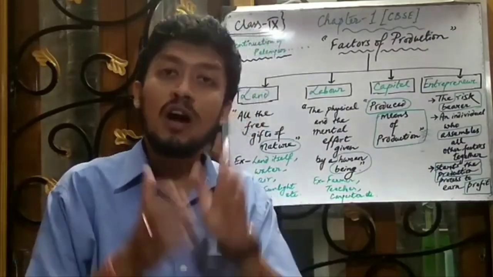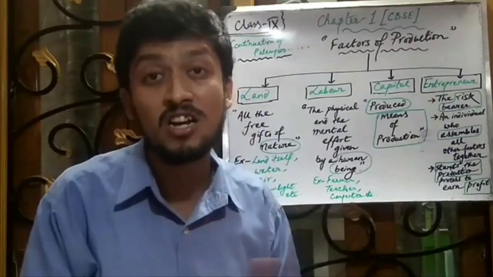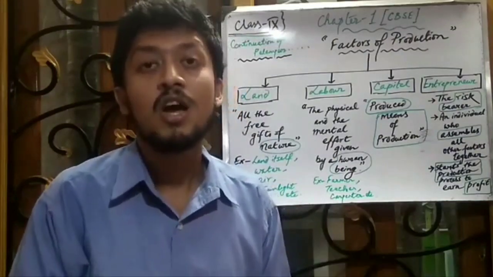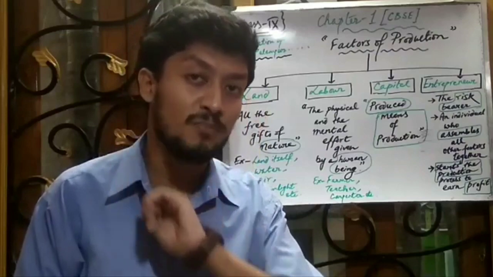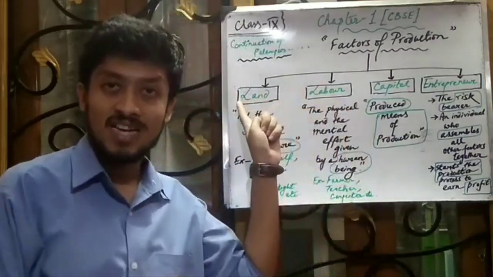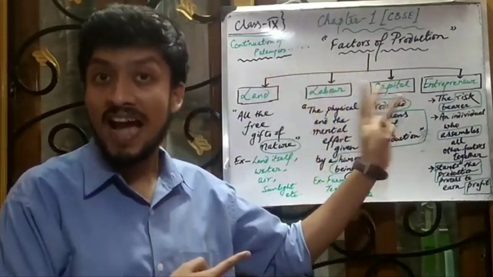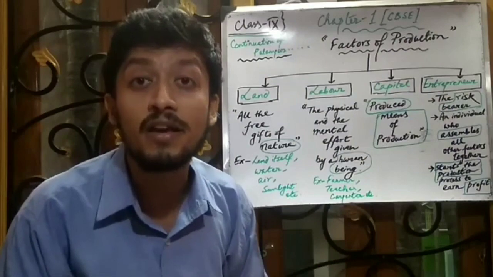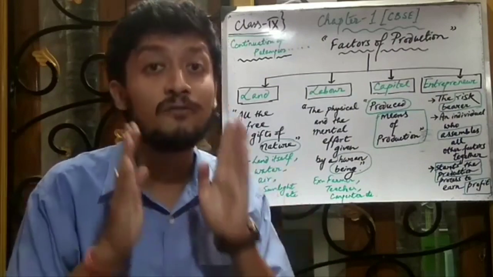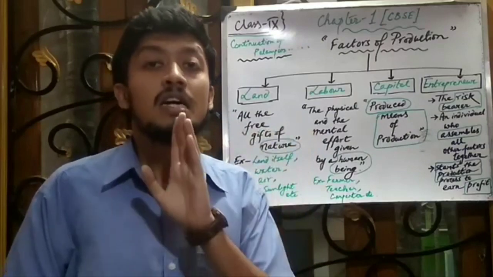That's why, to convert those raw materials into a final output that can be best consumed by every consumer, we require 4 factors of production. The first factor of production is land. The second one is labor. The third one is capital. And the last one is entrepreneur. So we'll come across the 4 factors of production and their definitions in my video.